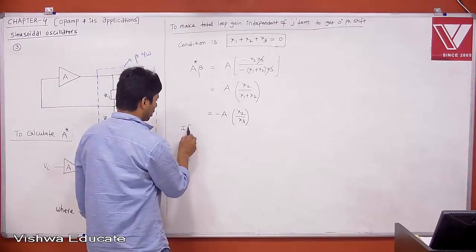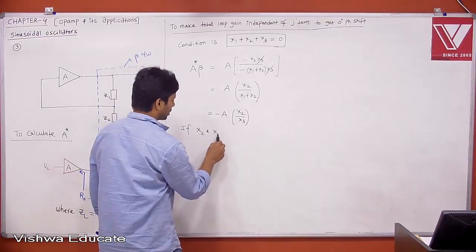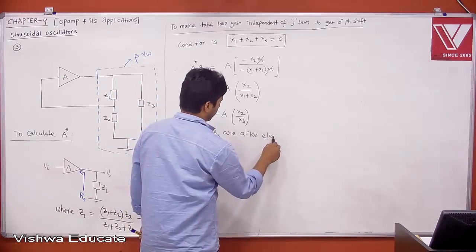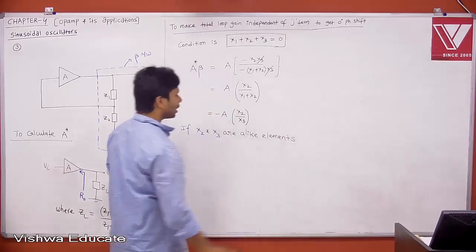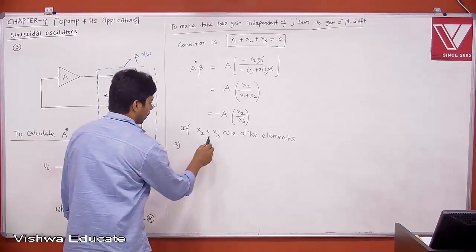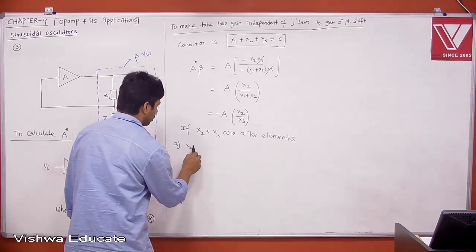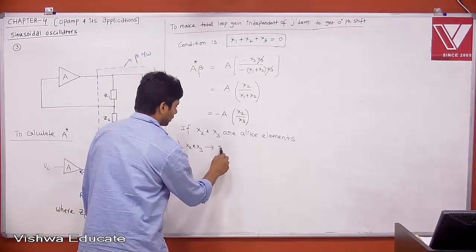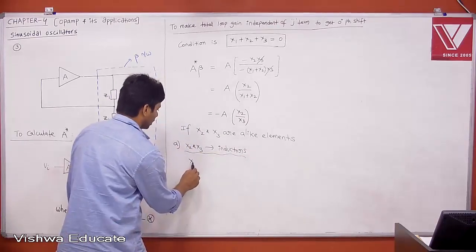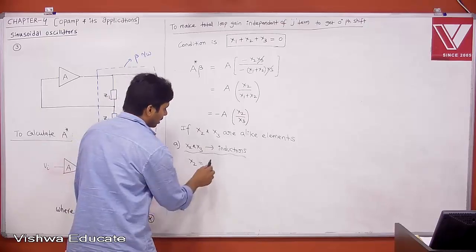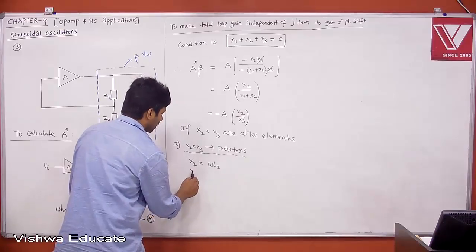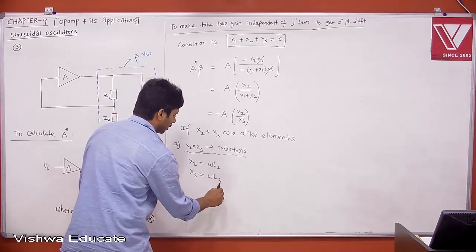Now, if X2 and X3 are alike elements, in the sense either inductors or capacitors, then let's see an example, case A. Alike elements means inductors. Therefore, X2 and X3 are inductors. When they are inductors, what is X2? X2 will be S into L. Therefore, I can write in omega also. Omega is also fine. Therefore, omega into L2. Then what is X3? X3 will be omega into L3.